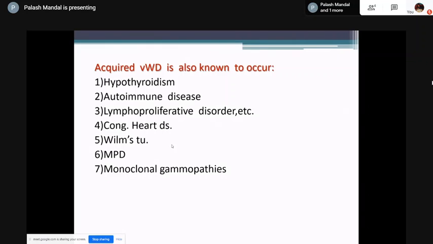There are some conditions which lead to acquired von Willebrand disease, that is, the von Willebrand factor becomes abnormally low or less functional due to some other causes. These are also known as secondary causes, like hypothyroidism, autoimmune diseases, lymphoproliferative disorders like chronic lymphocytic leukemias or non-Hodgkin lymphomas, congenital heart disease, Wilms tumor, myeloproliferative disorders, and some monoclonal gammopathies.